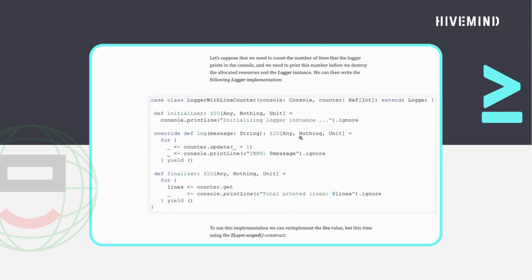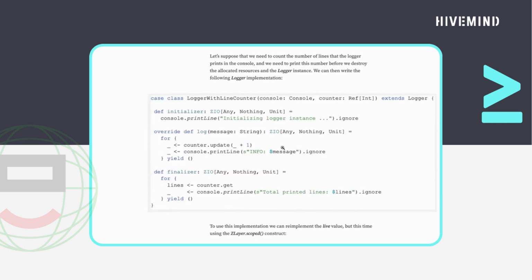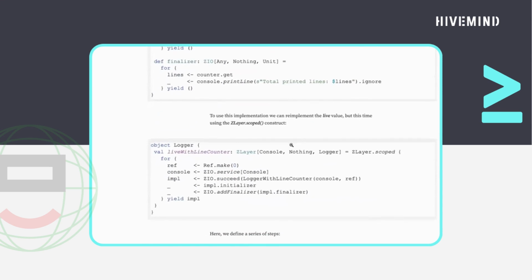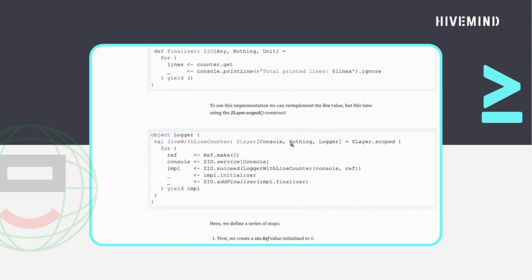It can be more complex examples, where you need, for example, to keep track of how many lines you're printing in the logger. Then you have a logger with a line counter, you have a ref, and more complex things for the layer to do. You can replace one implementation with the other, and this is also useful for testing, right, Daniel?